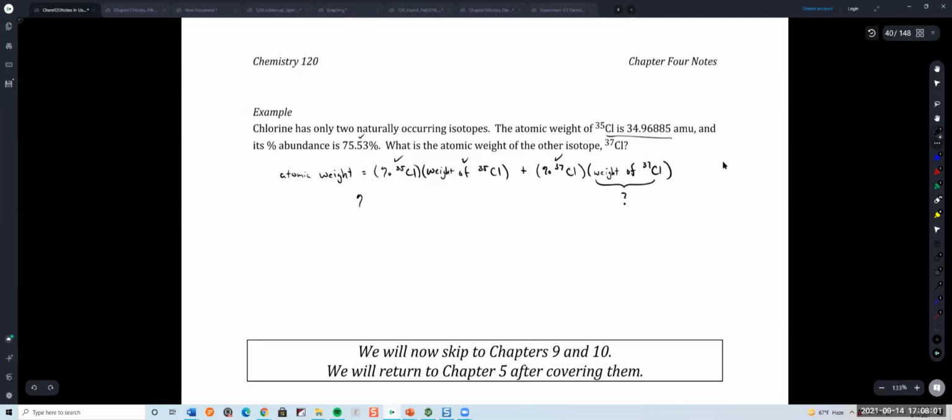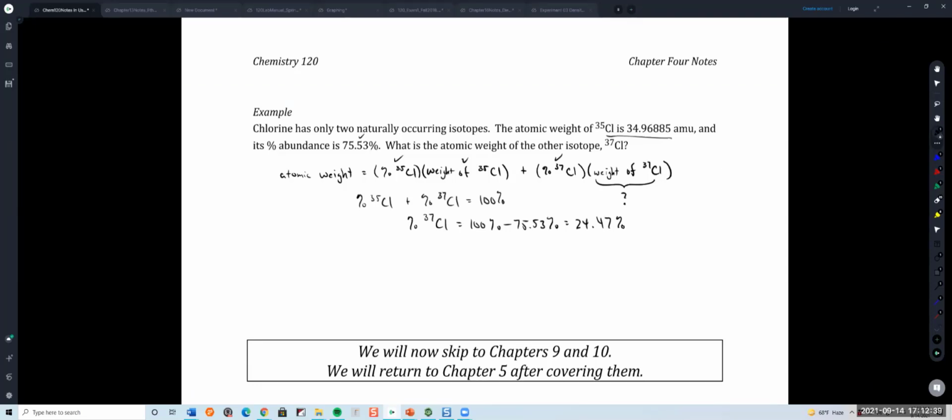So percent of chlorine 35 plus percent of chlorine 37 must add up to 100%. And so therefore, the percent of chlorine 37 is 100% minus 75.53%, which is 24.47%. The percents have to add up to 100%. Now we have the percent.